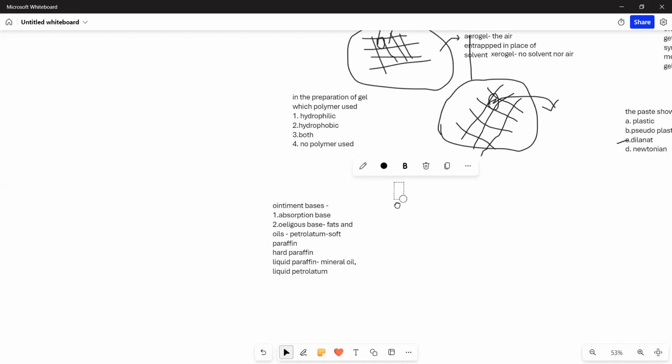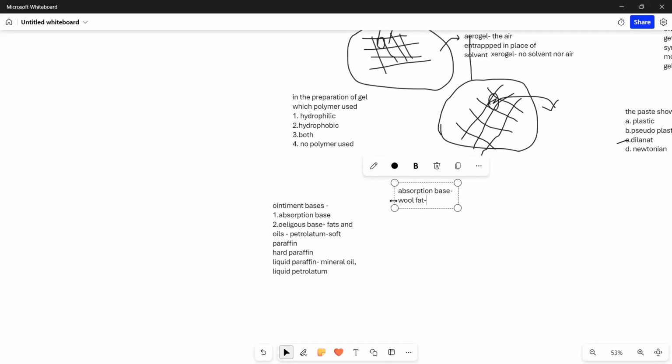Next, we are coming to talk about the absorption bases. Absorption bases have water absorption capacity or emulsification property, which includes wool fat. Provide me the synonym of the wool fat. Wool fat is also known as lanolin.